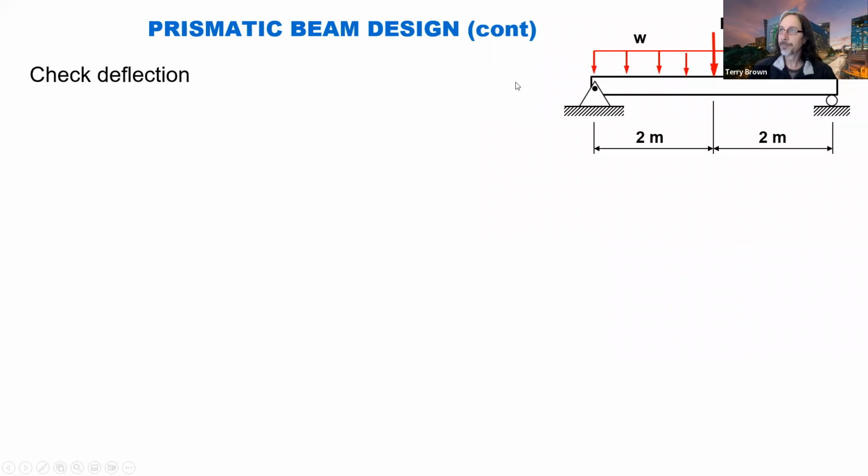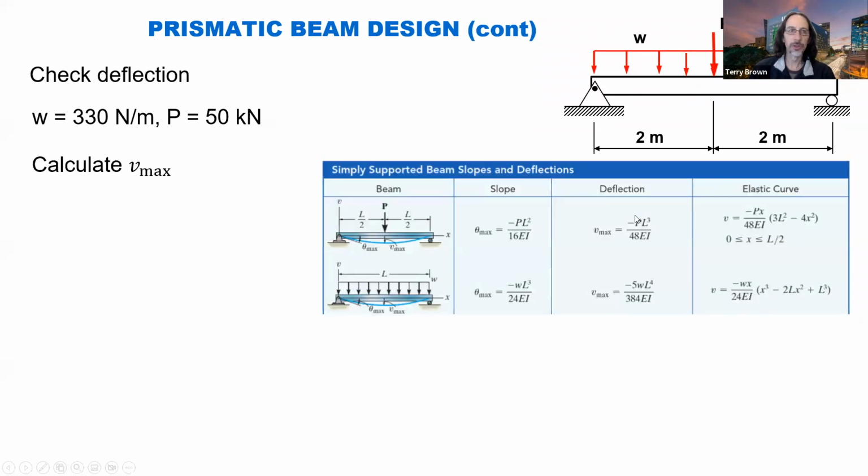Then check deflection. This is the loading that we have. If you want to include the self-weight, you probably don't need to. It's going to be negligible, but let's put it in just for the sake of the exercise. So the self-weight was 330 newtons per metre. Our working load was 50 kilonewtons. Calculate the maximum deflection. So let's not use the integration method. It's too much work. Let's look up the deflection from our standard beam slopes and deflections table.